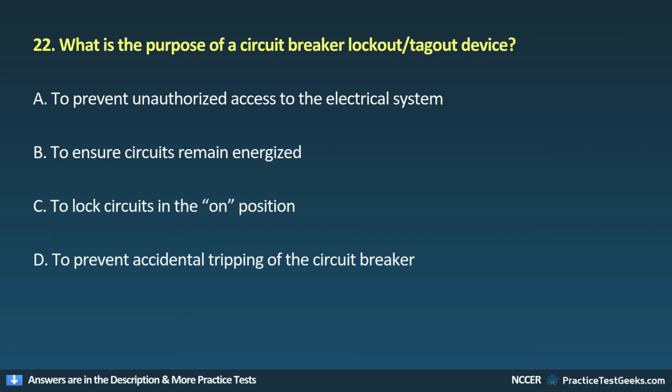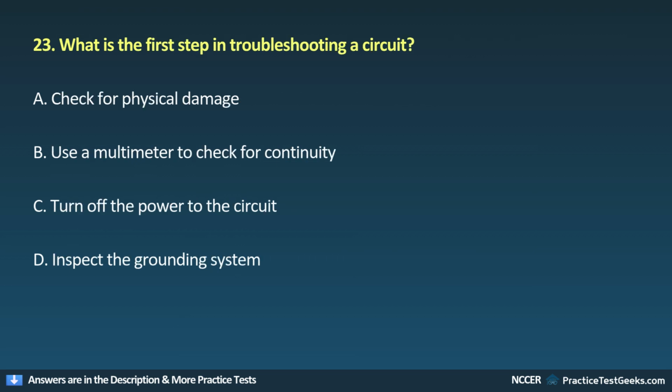A. To prevent unauthorized access to the electrical system. B. To ensure circuits remain energized. C. To lock circuits in the on position. D. To prevent accidental tripping of the circuit breaker. 23. What is the first step in troubleshooting a circuit?